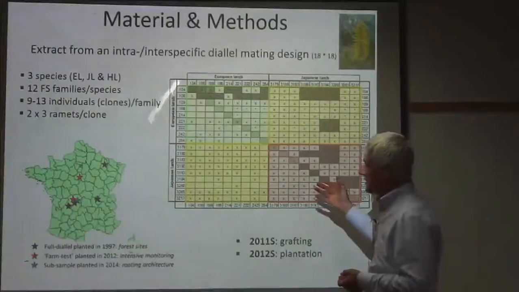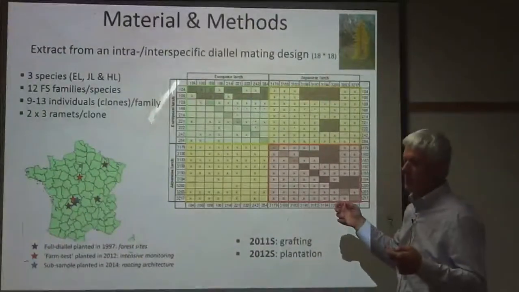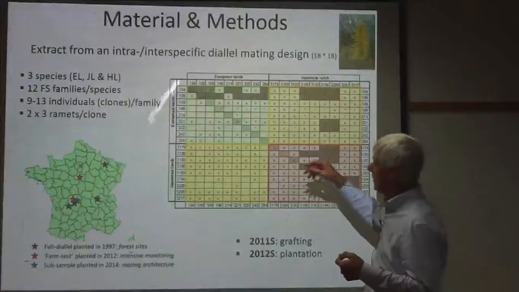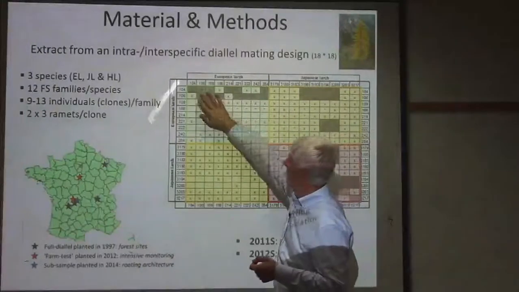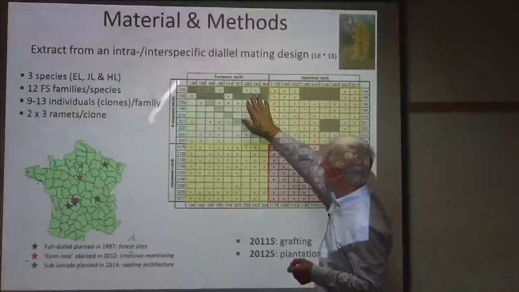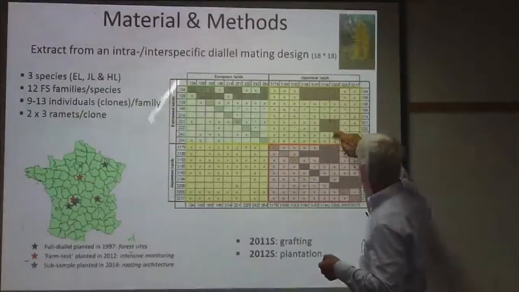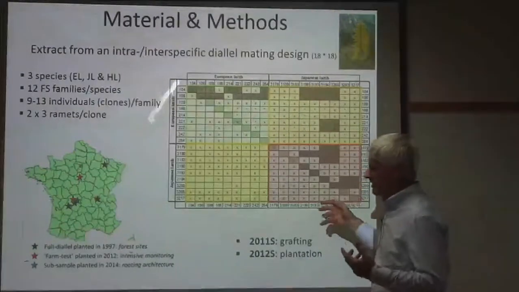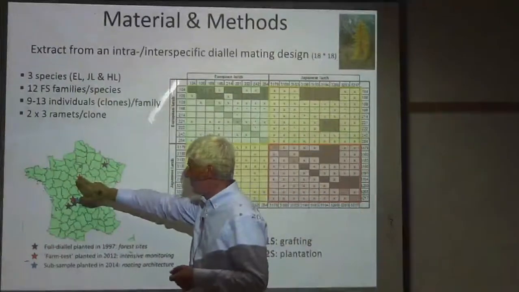So we decided, in order to get more insight into heterosis, to make a subset of this diagonal mating design, which is represented by the gray cells, and to establish it in a new site in our institute.